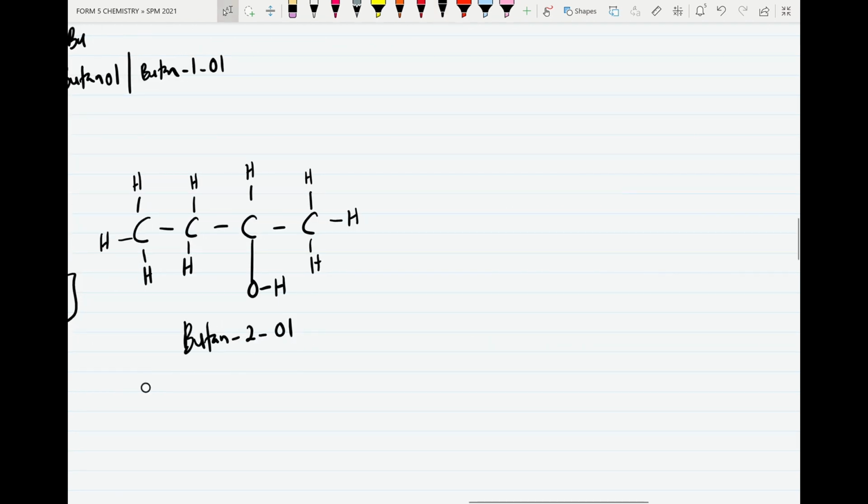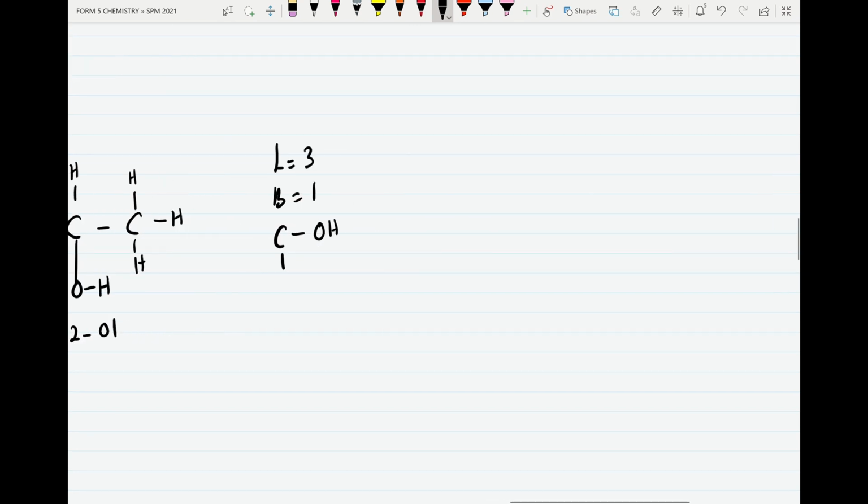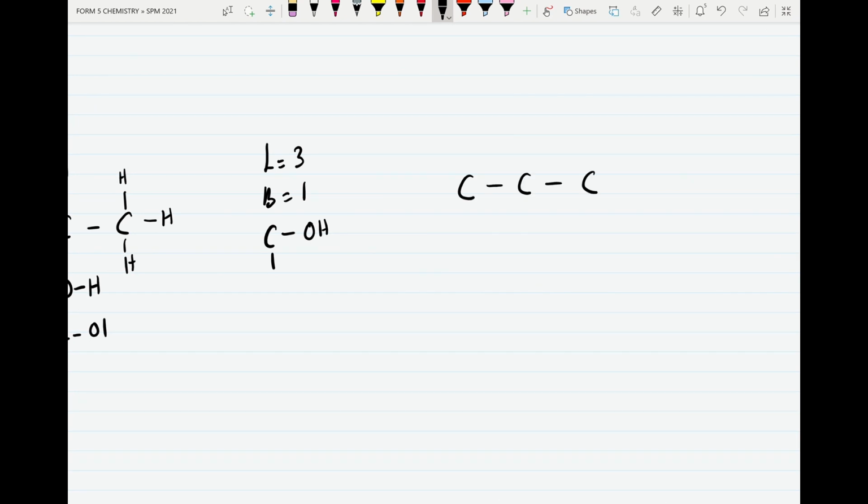So I try to do another one, with a long chain of 3. I put a branch, with the OH starting at carbon number 1. So here 1, 2, 3. The branch cannot be present at the first carbon or the last carbon. The branch must be present between the first and last carbon of the long chain. Please remember. So here I put one branch. Long chain done, one branch.